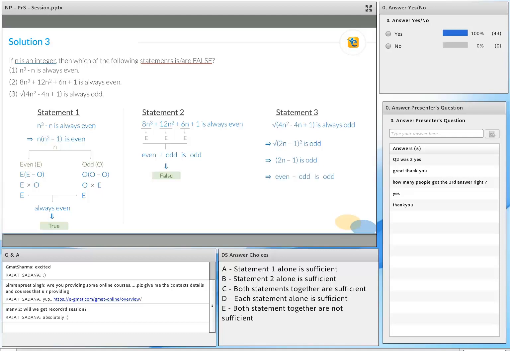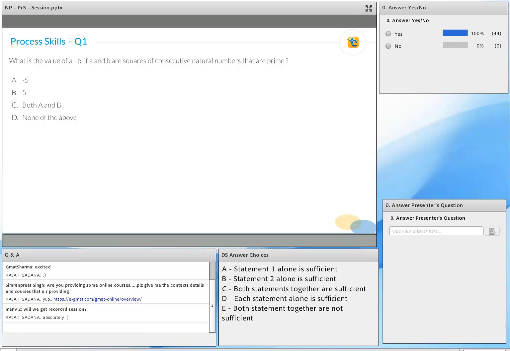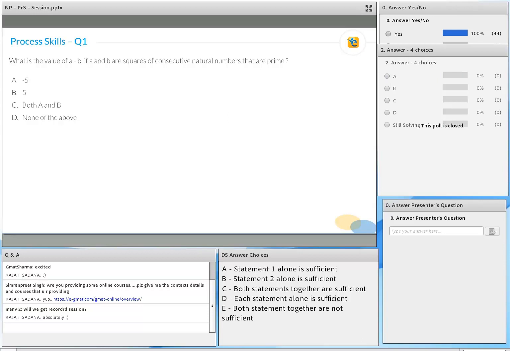So, process skills for primes. Let's do that now. I didn't have you guys do question number three again, so let me give you the stats for question number three. Oh, I actually erased the stats for question number three. About 56% of people got question number three correct. All right, so let's start here. I'm going to show you the question with four choices. Okay, let's click on Still Solving.